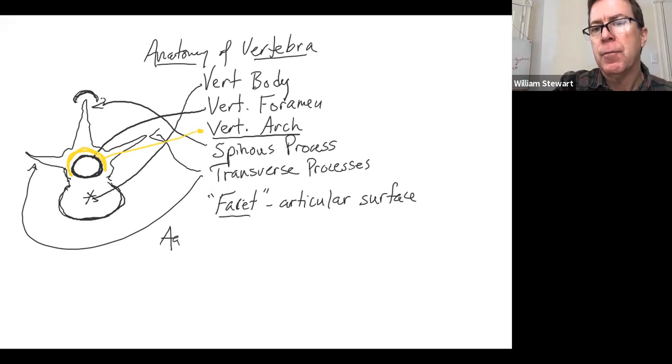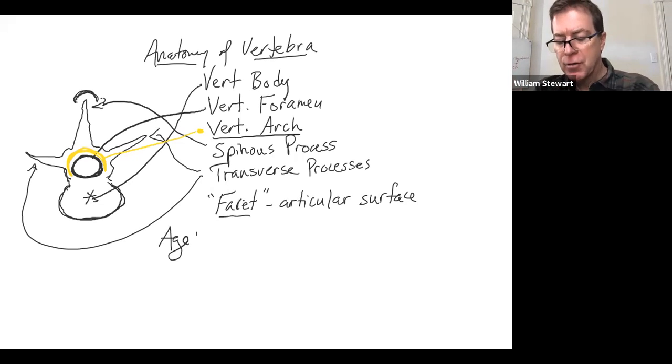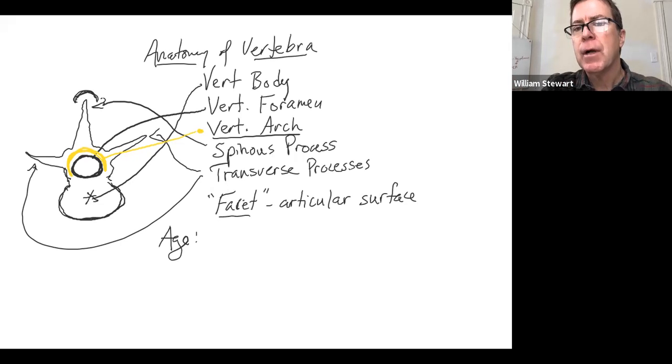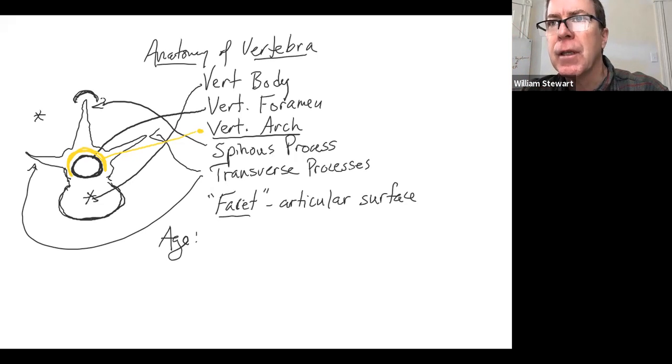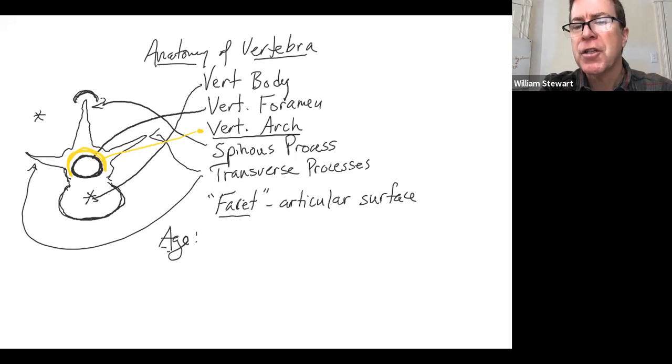Just to remind you, as we age, the vertebral column, these bones in particular, the vertebrae, are specifically vulnerable to reduction in bone mass and density, also reduced collagen due to changing hormone profiles in the body.